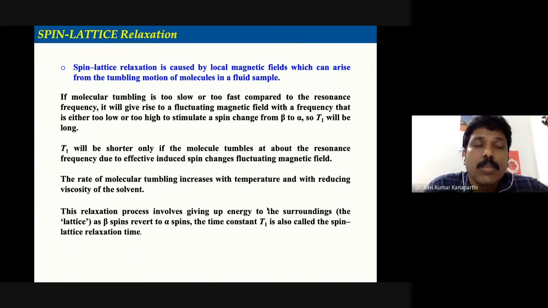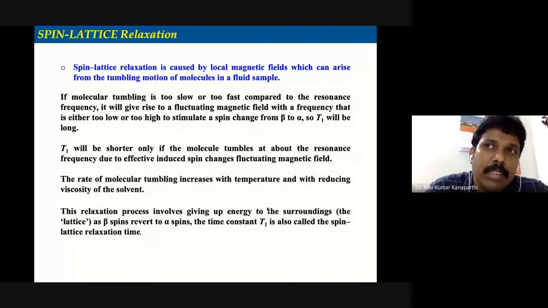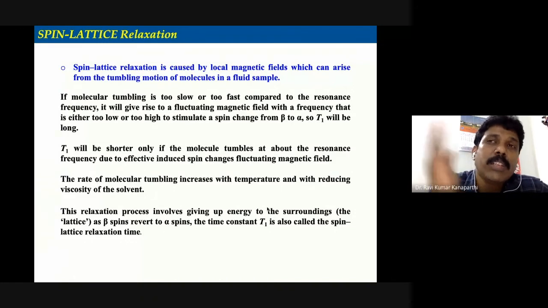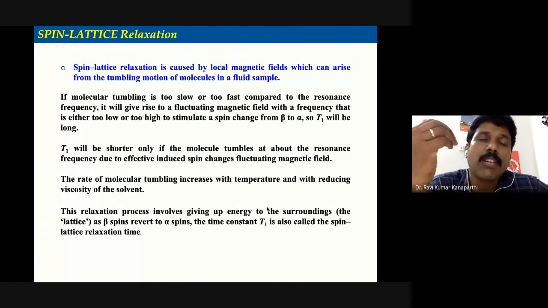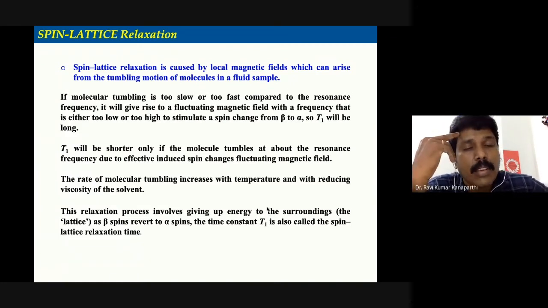So why is this called lattice relaxation? The lattice is nothing but the surroundings. Because of the surrounding effect, the spin can go back. The surroundings dictate how fast the spins come back to the original position, or how slowly they come back. Therefore, instead of calling it only the longitudinal relaxation, it is also referred to as the spin lattice relaxation.